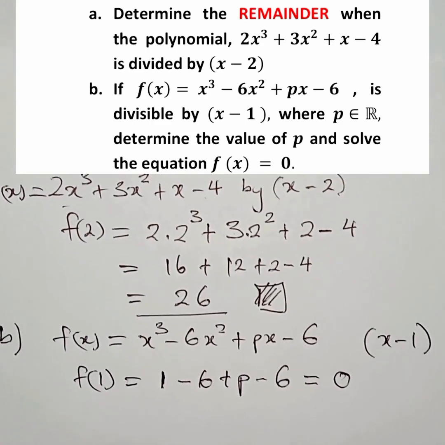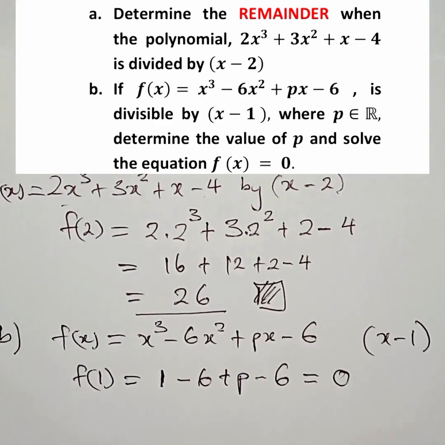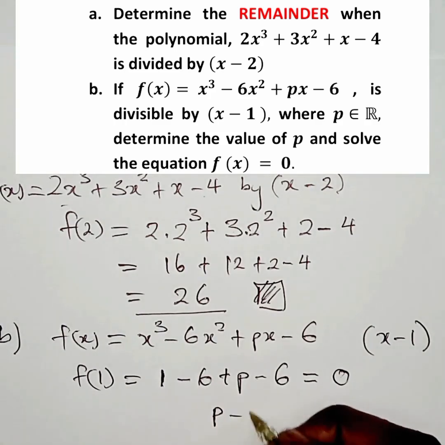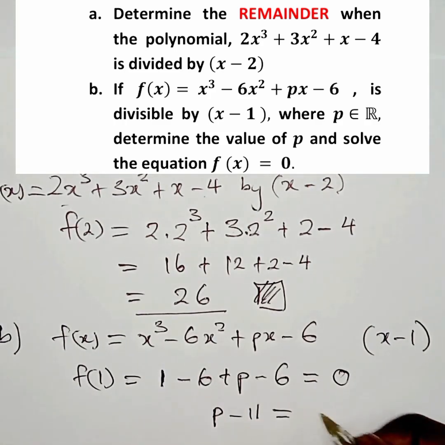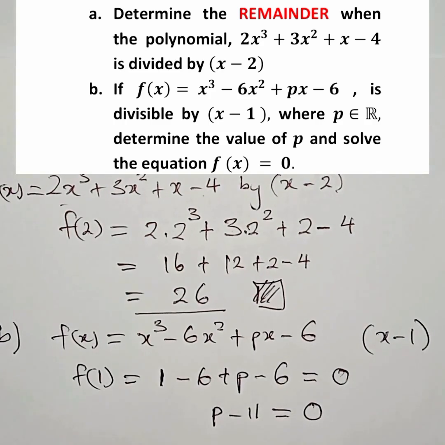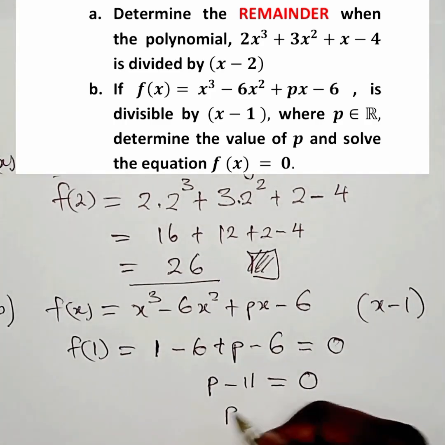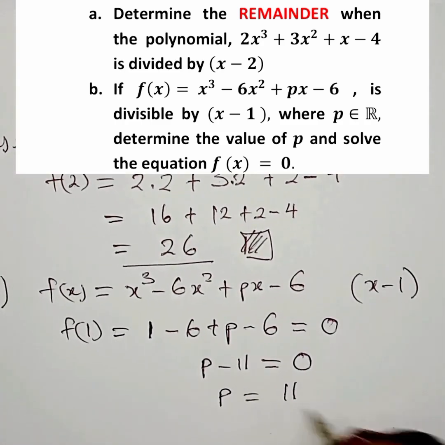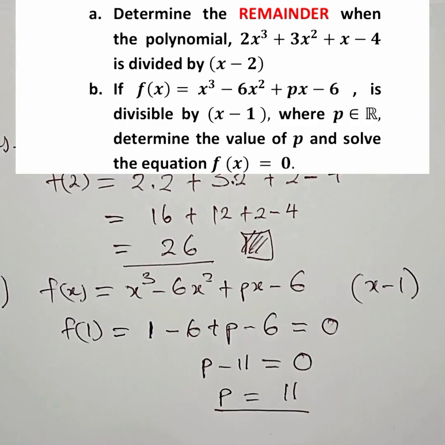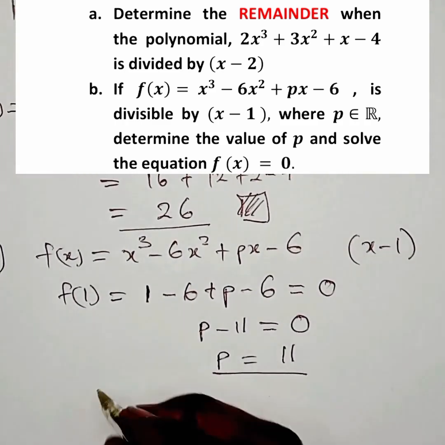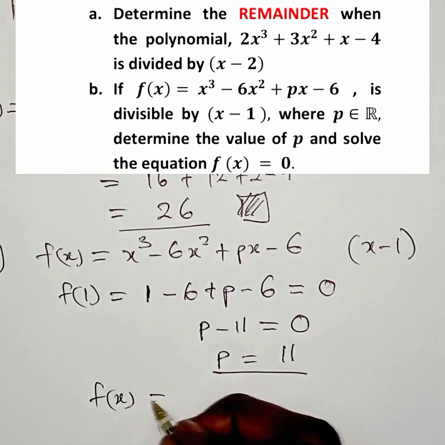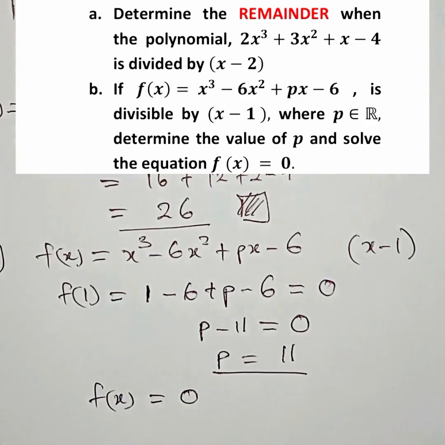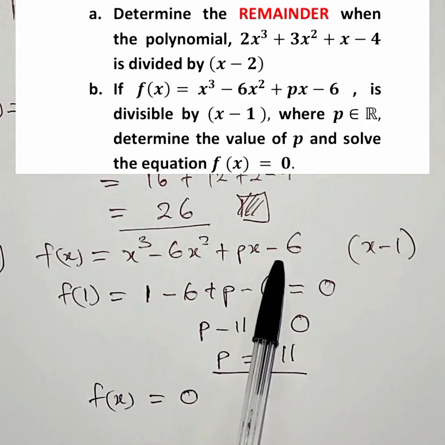Now we need to solve that equation. If we add these numbers here, we're going to have p minus 11 is equal to 0. Now that means p is equal to 11. So we've managed to find the value of p. Now we need to solve the equation f(x) is equal to 0. Right, now what we need to do is to factorize this polynomial.